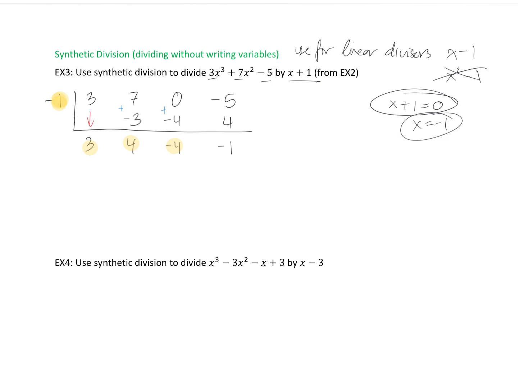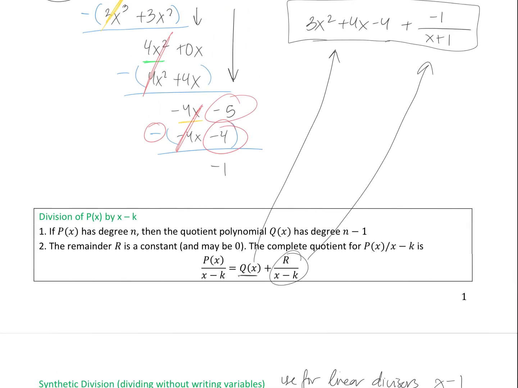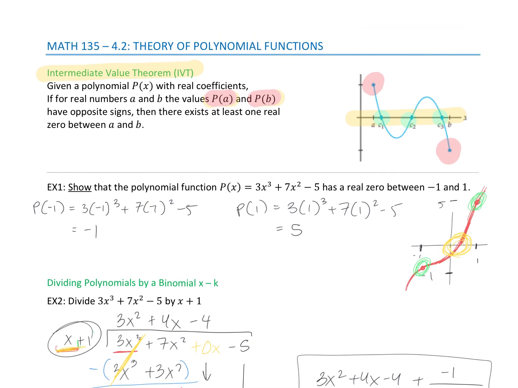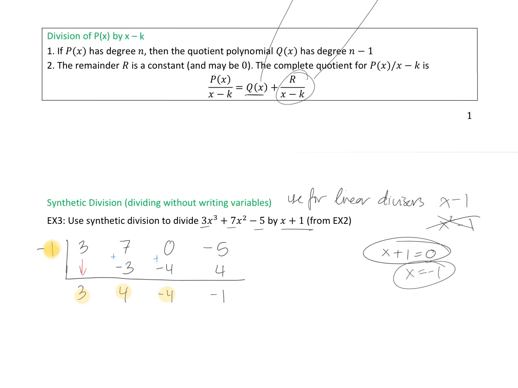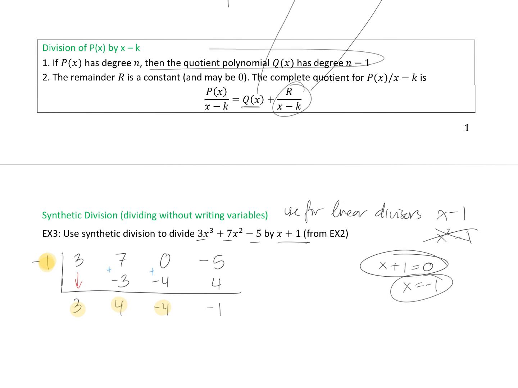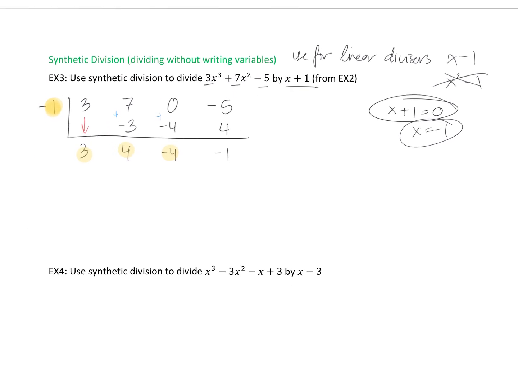Now, how do we figure out how many variables we're going to have? Remember, the quotient polynomial is going to have a degree of n minus 1. So we can use that to figure out what the degree of our synthetic division polynomial is going to end up with. We originally started with an x cubed, which now means we're going to start with an x squared. So this would be a 3x squared plus 4x minus 4. Just go down in power.